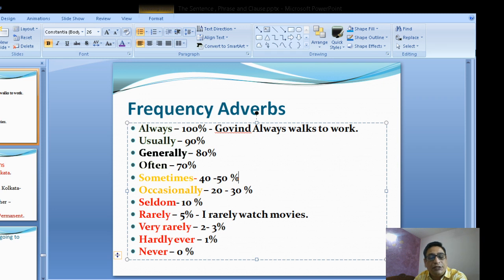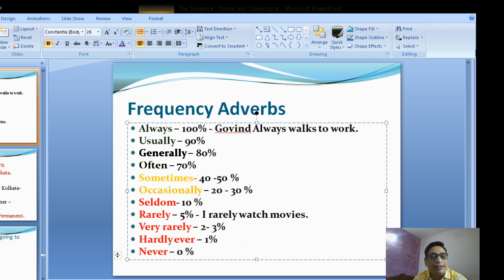Often or often. So both the words are spelt right. So Govind often walks to work. It means 70% of the time he is walking to work, but other 30% he is not. Sometimes, which means 40 to 50%. Govind sometimes walks to work. So sometimes he walks, other times he is not. Occasionally, 20 to 30% of the times he is walking to work. 70% times he is not, or 80% times he is not. So Govind occasionally walks to work. So it means that he is not doing it all the time. He is doing it once in a while.